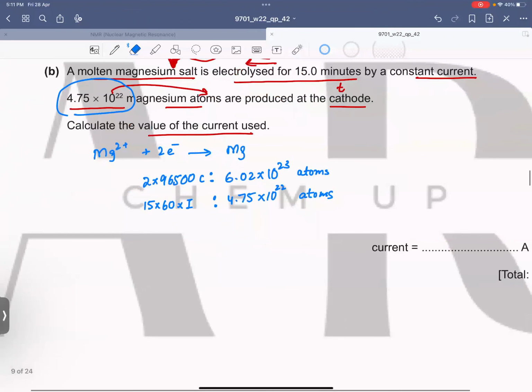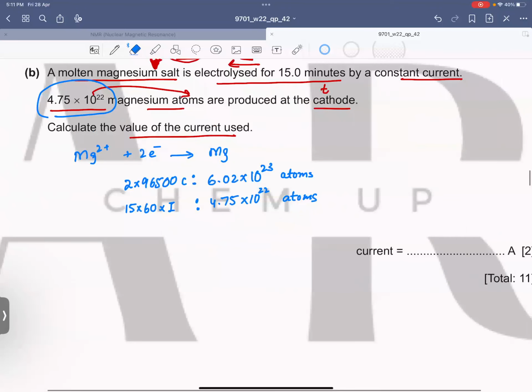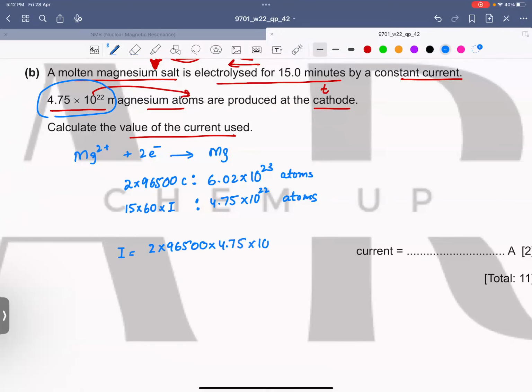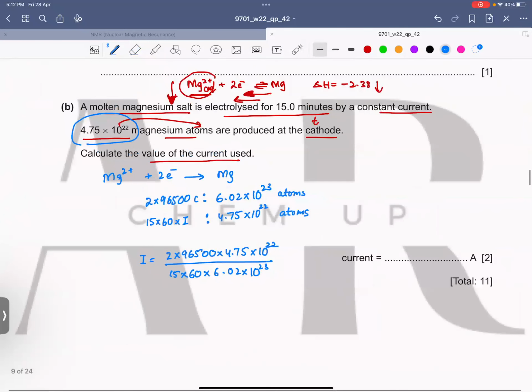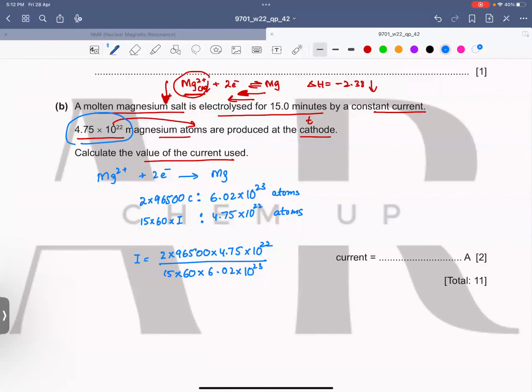Now, if I have to find the value of the current, I is equal to 2 times 96500 multiplied by 4.75 exponent 22, divided by 15 into 60 into 6.02 exponent 23. Is this understandable to everyone? Can anybody solve and tell me the answer? 16.9 amperes. So we are getting 16.9 amperes, so the answer would be 16.9. Is this clear to everyone? If anyone has any doubt, do ask.